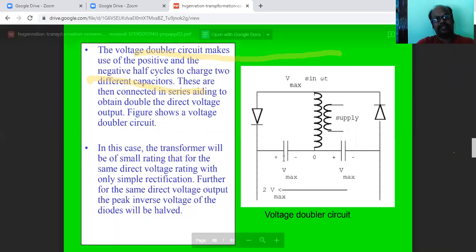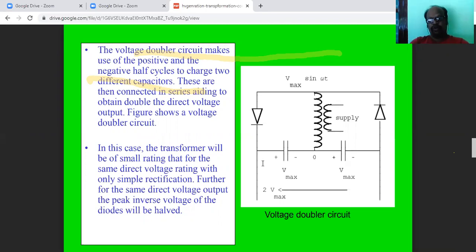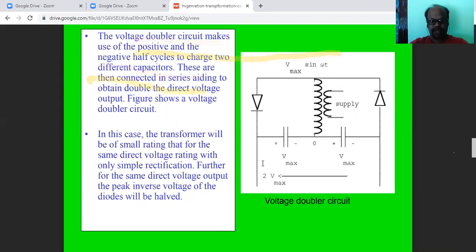So here it is obviously out of scope. You should only know how we can double the voltage, because as far as the ship is concerned, we are doing high voltage, power frequency alone. We are not doing any DC voltage, high voltage DC.